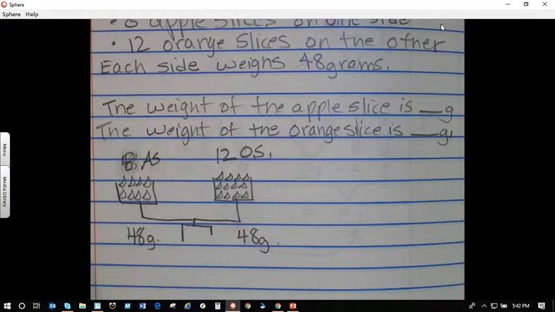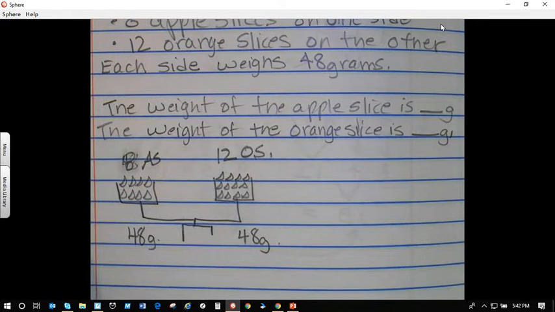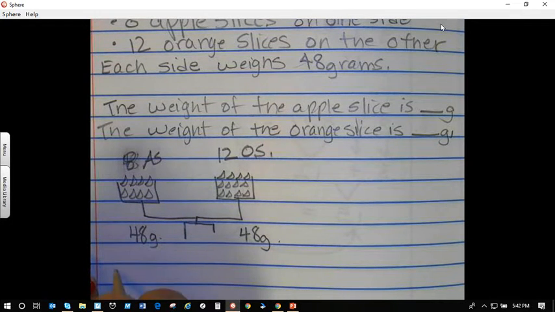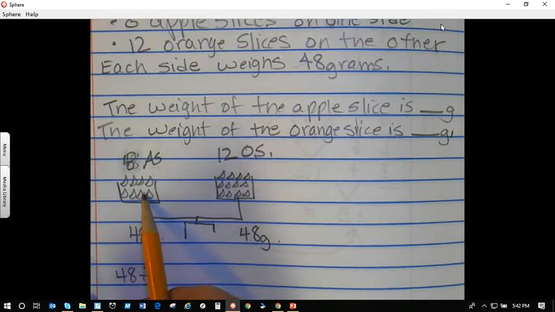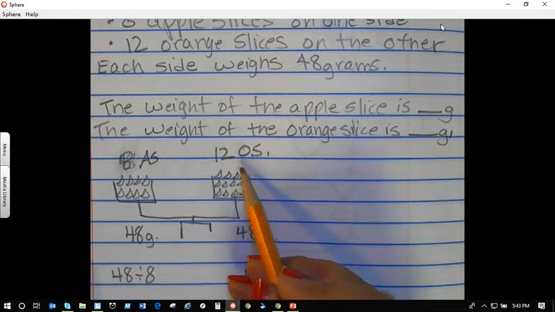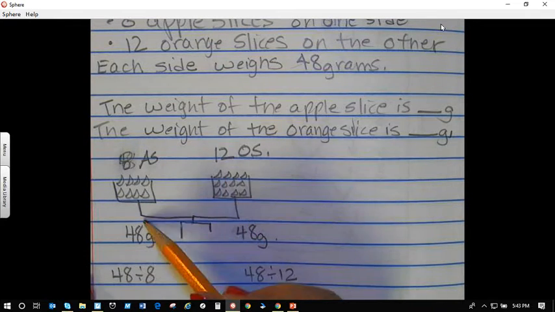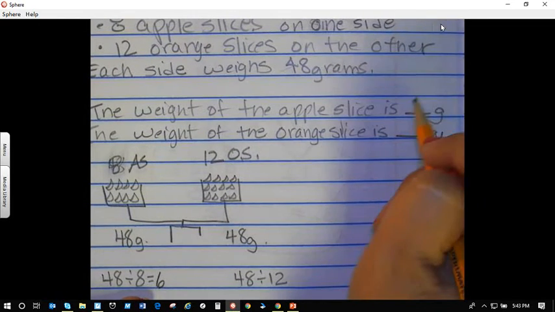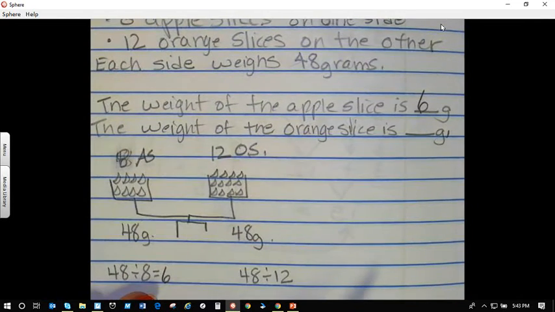Well, I'm trying to remember which student said we needed to divide, so we were doing division. So I needed to take 48 divided by 8 will give me the weight of each slice. 48 divided by 12 will give me the weight of each slice of oranges. So this is the apple and orange. So 8 goes into 48 6 times. So that would be 6 grams for each apple slice.